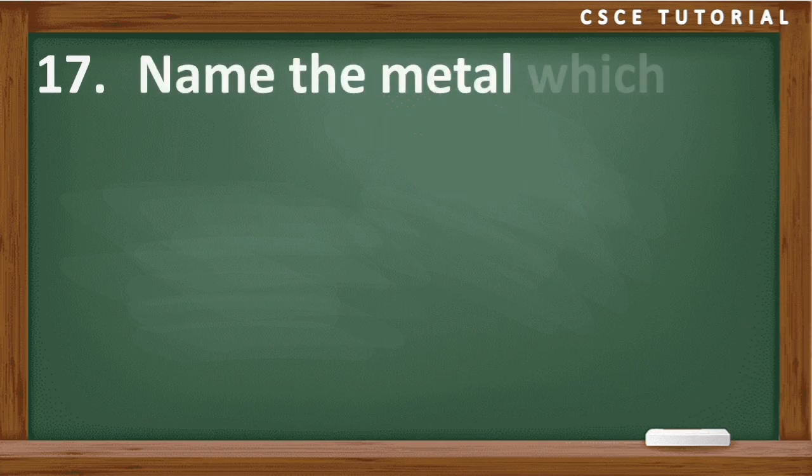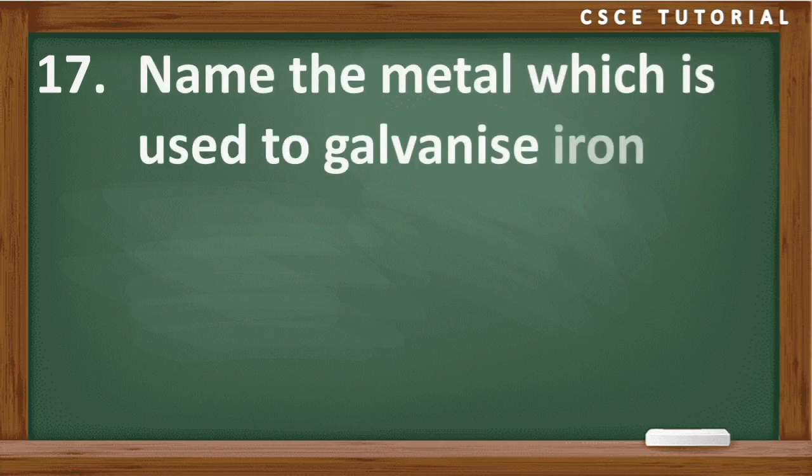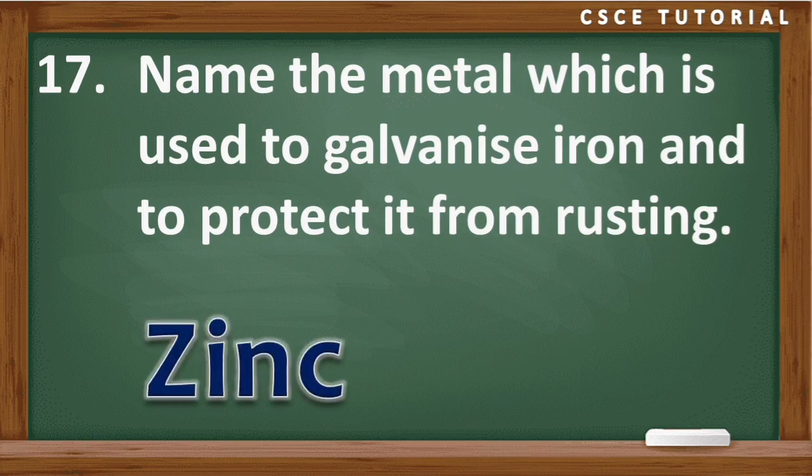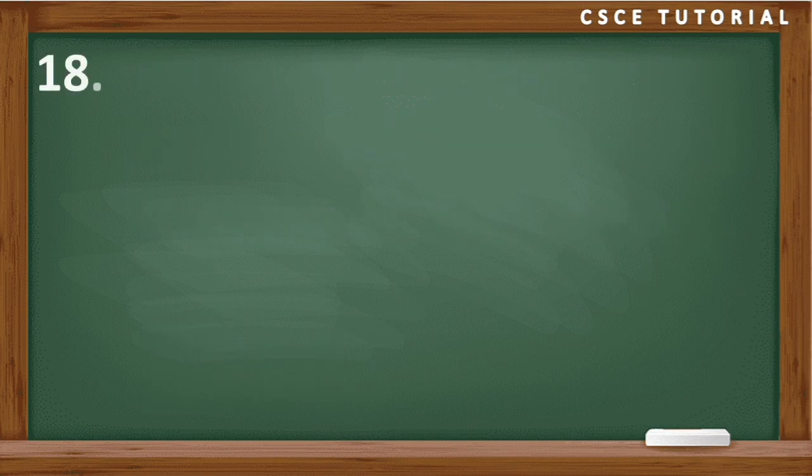17th, name the metal which is used to galvanize iron and to protect it from rusting. Now you have to give the name of that metal which is used to galvanize iron. Its answer is zinc. Zinc is used to galvanize iron and protect it from rusting.